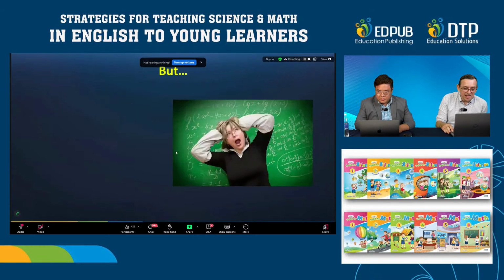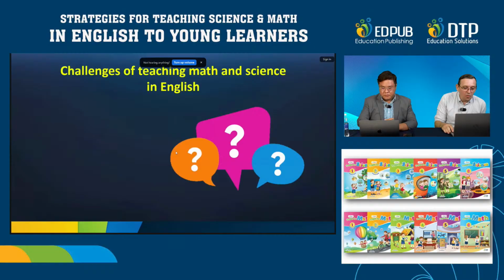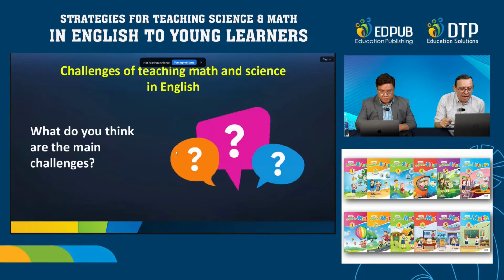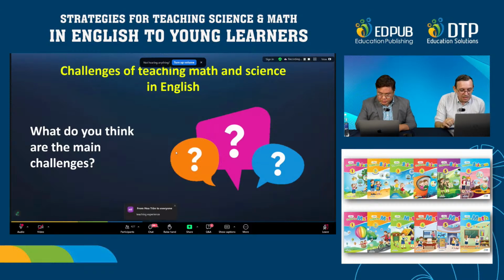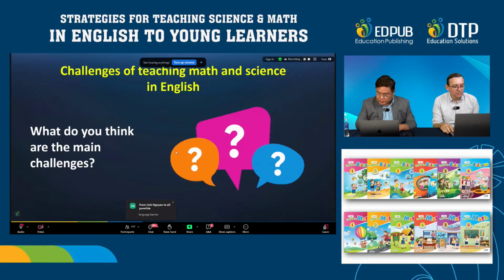But teaching and learning math and science in English is challenging for everyone. So it's challenging for teachers and it's challenging for students. So, what do you think are the main challenges of teaching math and science in English? So I'll give you 30 seconds to a minute. Think about all the difficulties that you might face, or maybe you have experience and you face these problems yourself. What do you think? And type your answers in the chat and then we'll go through them.